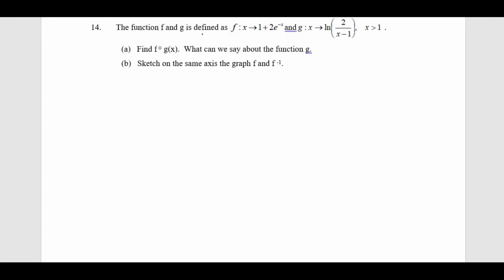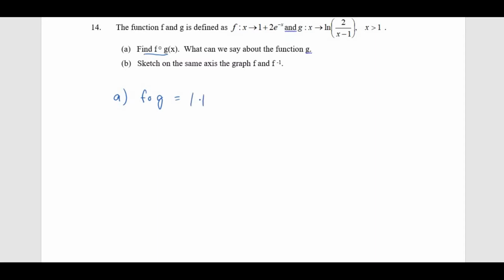The functions f and g are defined as f of x equals 1 plus 2 exponent to the power of negative x, and g of x equals ln of 2 over x minus 1, where x should be greater than or equal to 1. We are asked to find the composite function fg of x. So f composite g means that we substitute g into the function of f.